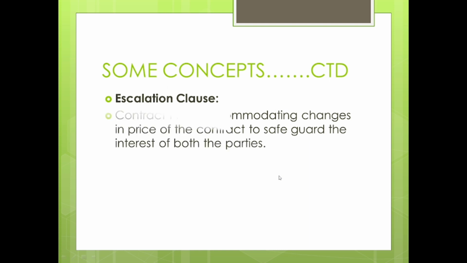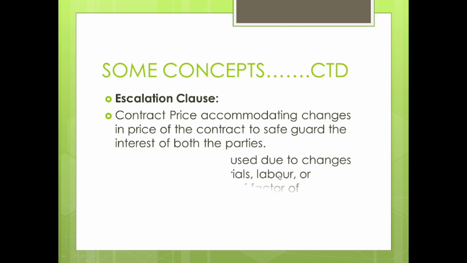So what is escalation clause? Contract price accommodating changes in price of the contract to safeguard the interest of both the parties. Now you will be asking, how can the rise in the contract price be a benefit to the contractee? It may be opposite also. There may be a fall in the price also. If the price has fallen, the contractee is unnecessarily paying more price to the contractor. So there may be a condition that if the price falls, then the contract price may be revised. So if this clause is included, then this is known as escalation clause.